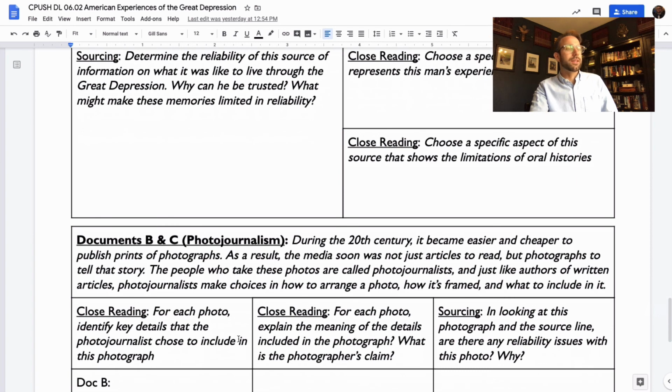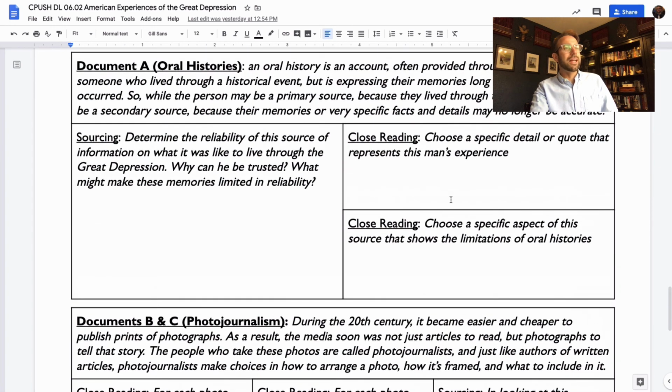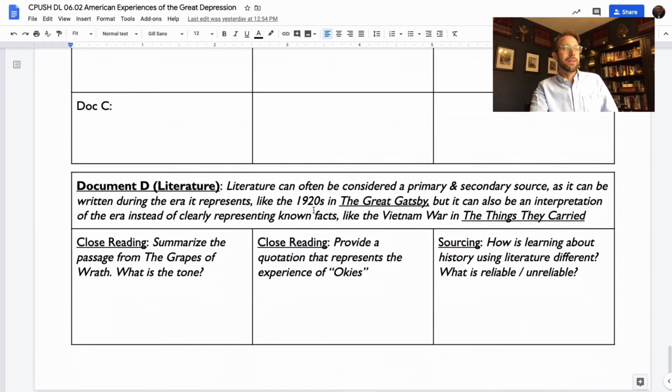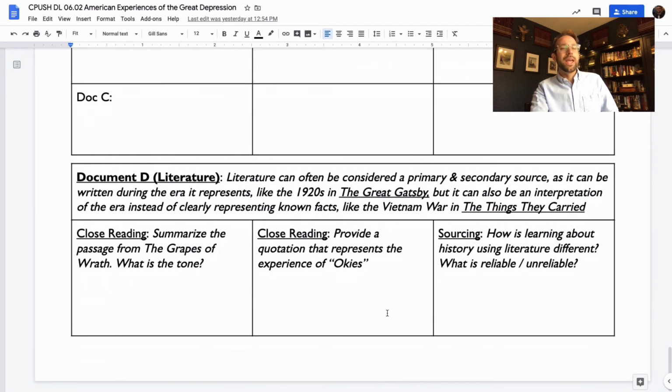Same one for the second picture. The first one asks very similar questions, but it's about something that is textual. And then the last one is textual as well, and it's literature. So remember, it's something that's fictional that someone wrote, but it's written about the topic we're studying, so the ideas and the feelings still more or less represent that.